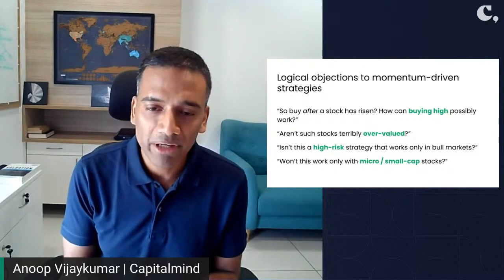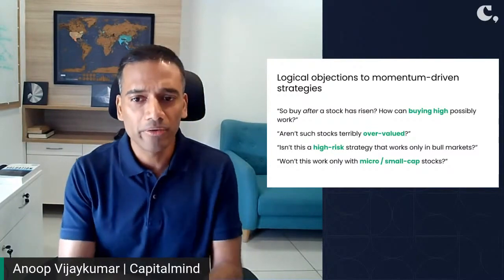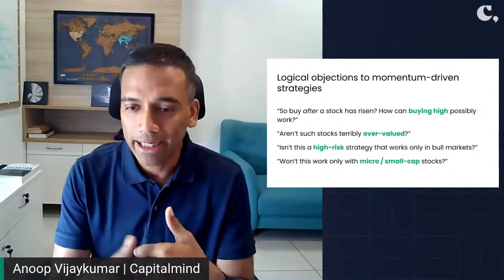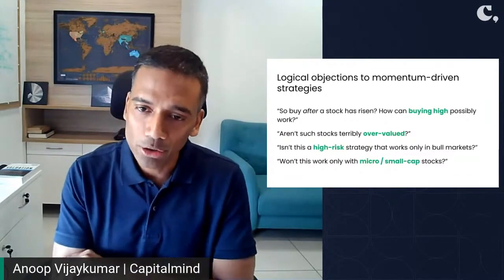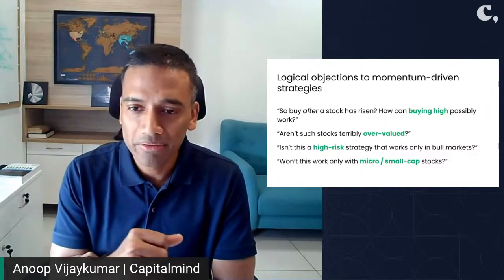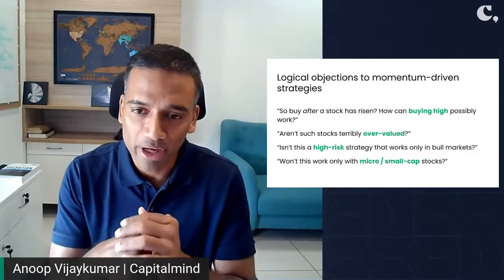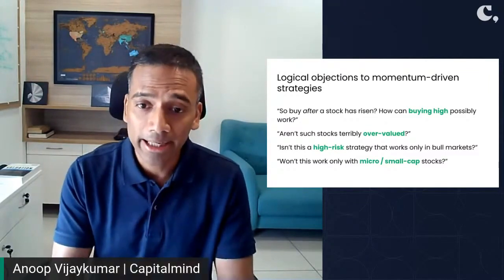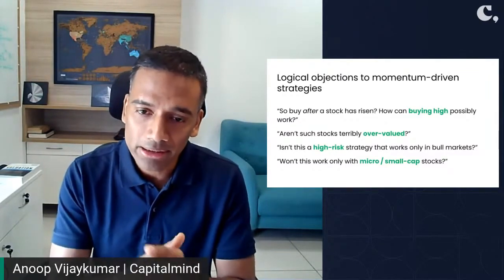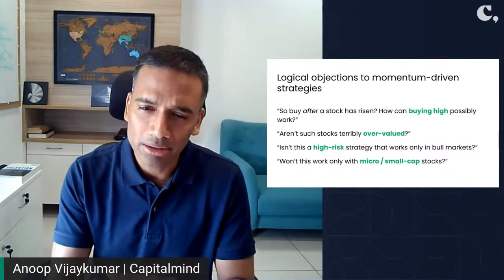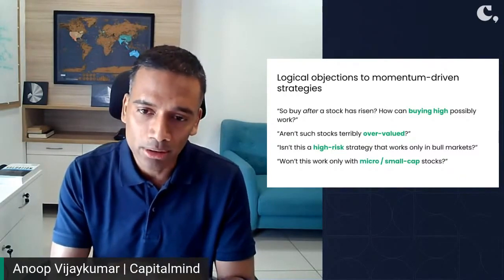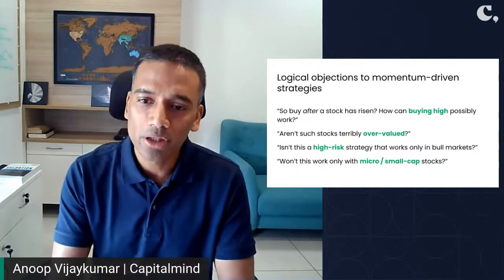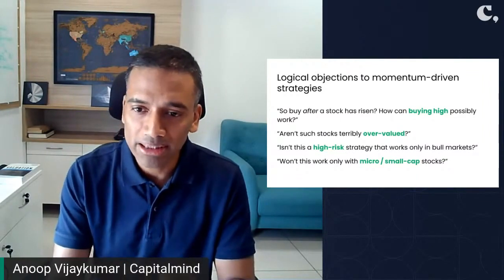Also, another very valid objection is, aren't such stocks terribly overvalued? You'll often find that their price to earnings, price to book, or any metric that you use to value stocks, EV by EBIT, EV by EBITDA, free cash flow, everything might look really overvalued. Isn't this a high risk strategy that works only in bull markets? That's one of the primary concerns, that this could backfire and blow up in your face. And finally, won't this only work with micro and small cap stocks, because those are the ones that seem to move so far so quickly?